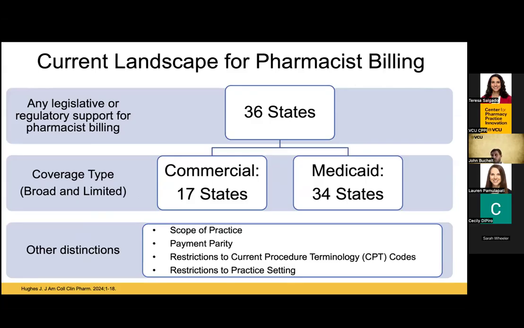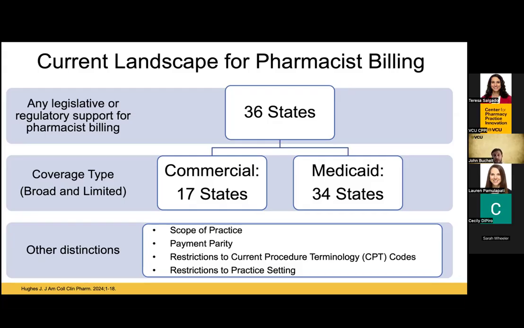So, what about commercial insurance and Medicaid? Pharmacy advocacy leaders have really had a lot of success going state by state and asking for changes within those states to get different support and coverage for pharmacy services that are paid for by commercial and Medicaid insured individuals. So 36 states now have some sort of legislation within their state that allows pharmacists to bill for their clinical services. 17 states have commercial insurance legislation, and 34 states have Medicaid.